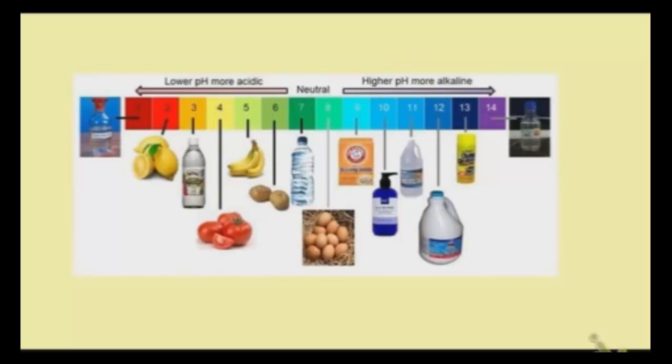As I'm sure you know, acids are found in a lot of things that we eat, specifically fruits. Bases are found in a lot of things at our homes, mostly cleaning products, but also things like antacids, Maalox and Tums and stuff like that.